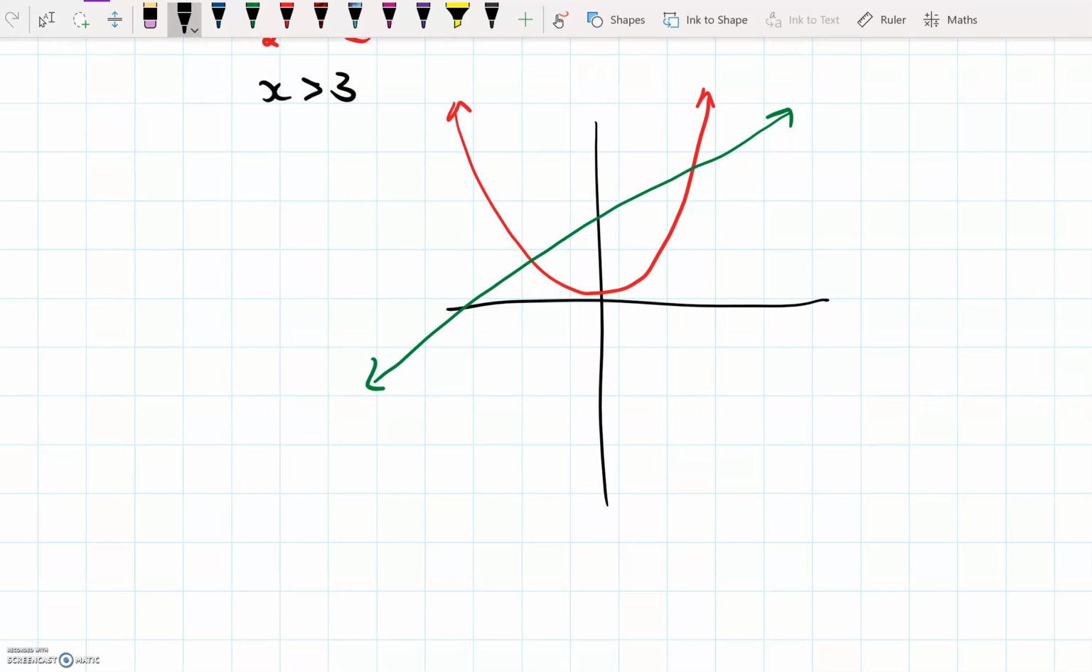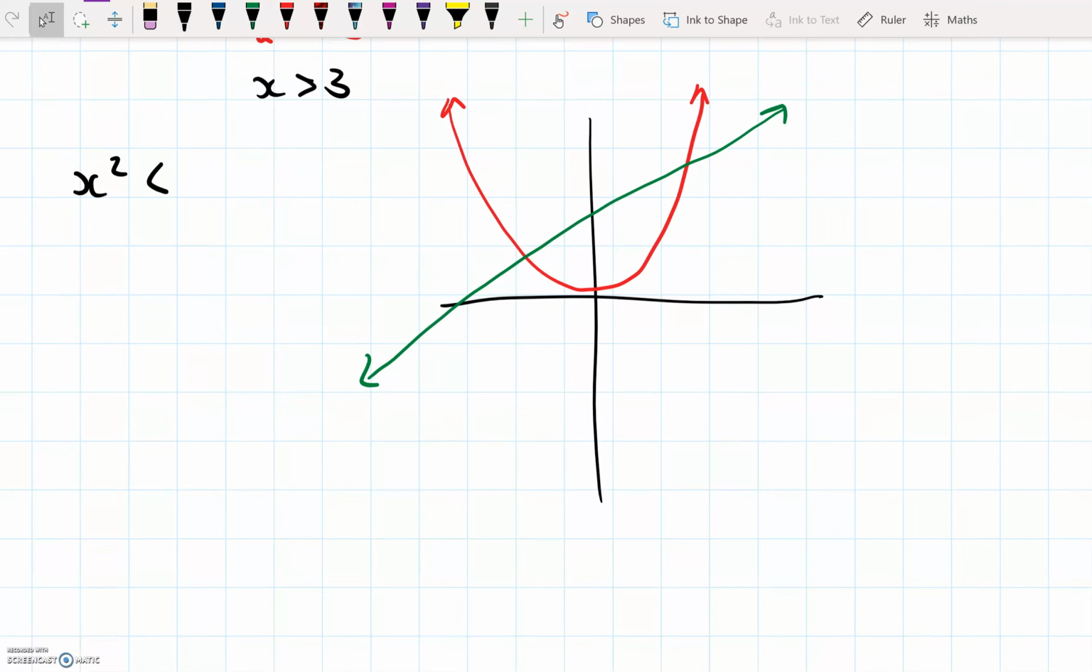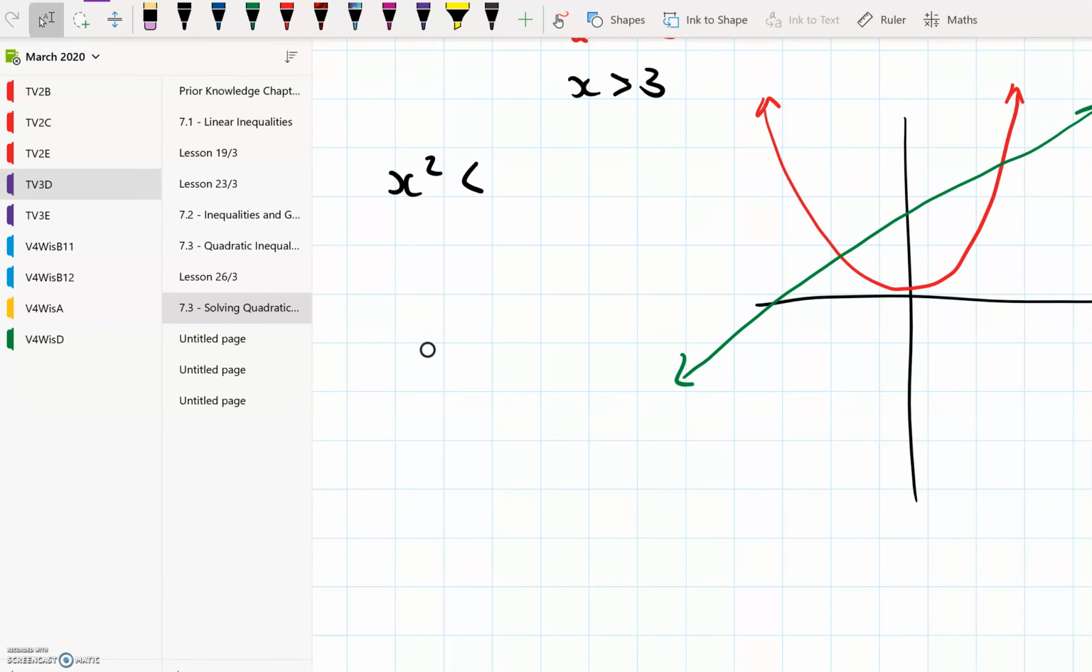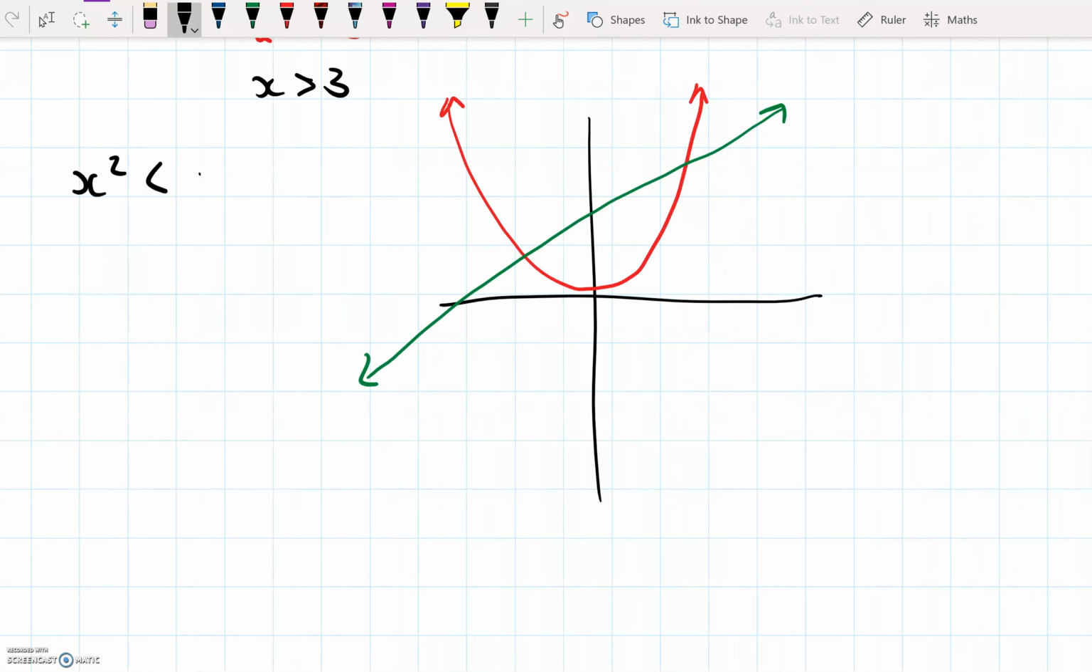So let's give these both a value. Let's say that we have x squared. That's our parabola. And we want to know where it's below the green line, as I said. So let's make that x plus 2. So we want to know where x squared is smaller than, or less than, x plus 2.